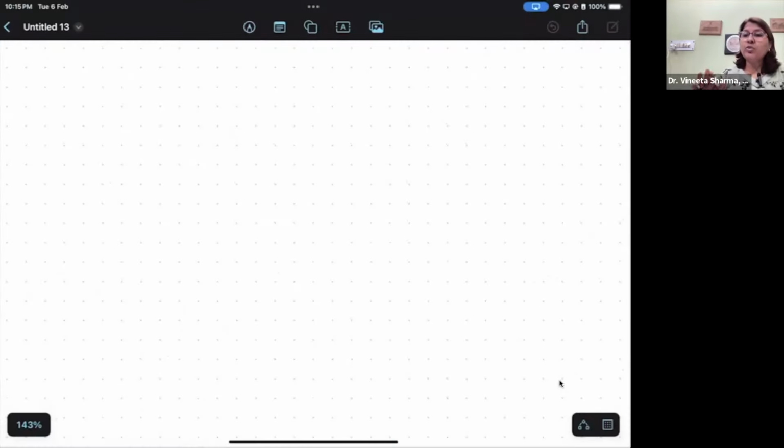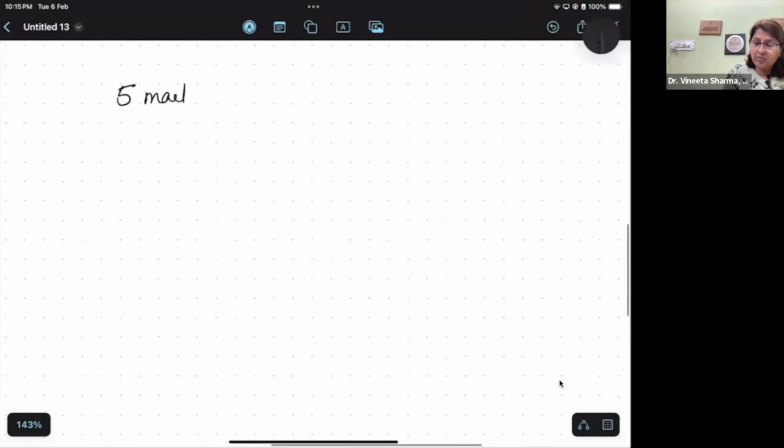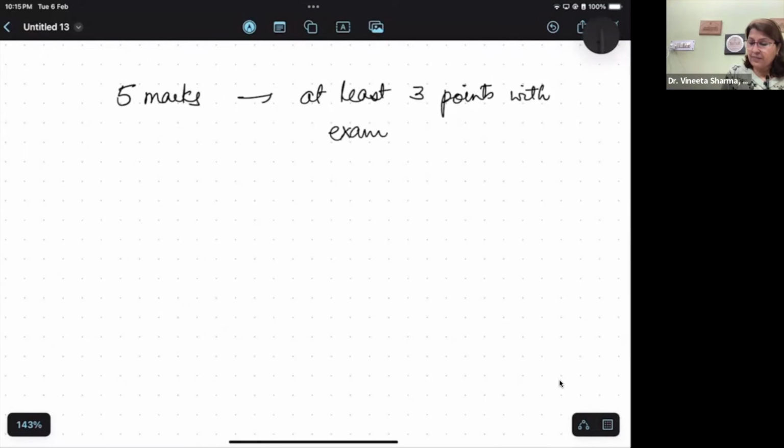Now there is something that I want to tell you, which is very important for you from the examination point of view, and that is how to write the answers. How many points are supposed to be accommodated in an answer? How will it be divided? So if we go through the specimen paper that was released by the council, you will be able to understand that for a 5 marks question, please understand, at least 3 points with example from the text. All right, with example from the text should be given.